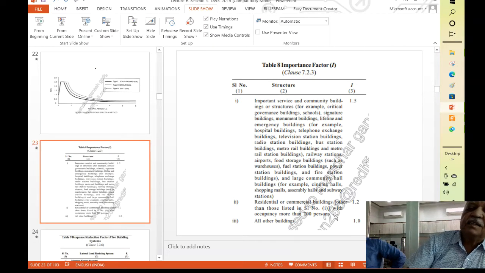Please remember that this importance factor is the minimum you have to take. You are free to take more for whatever reason. If the client insists, no, I want more importance factor, okay, he will pay for that, but this is the minimum he has to apply. Anything above that is the engineer's choice or the client's choice.